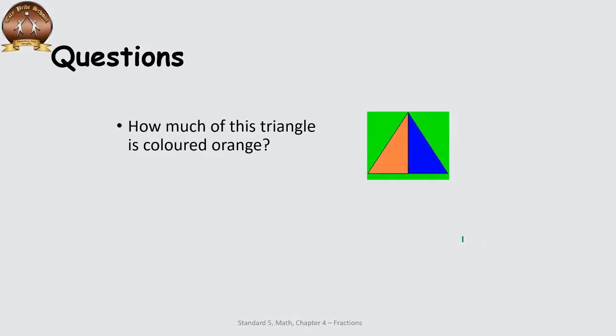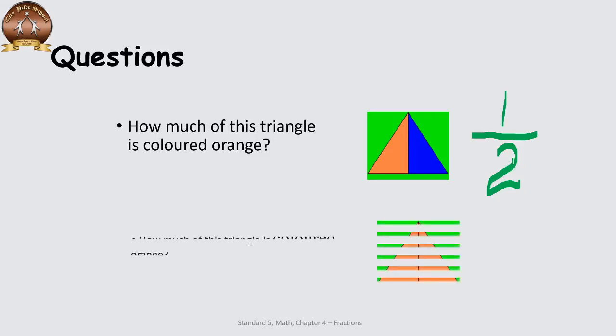The next question I have in line is, how much of this triangle is colored orange? So if you can see that the triangle has 2 equal parts, out of which one part is orange. So we say that it is half of the fraction. Yes, this 1 upon 2 is also known as half. So 1 by 2, 1 upon 2, where 1 is the numerator and 2 is the denominator, is the orange shaded part of the triangle.